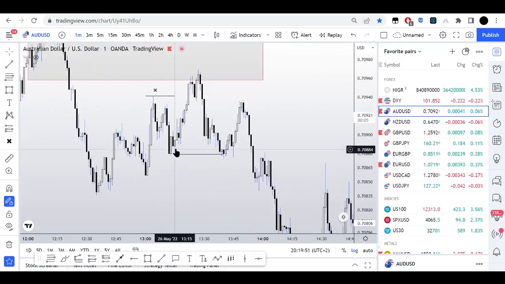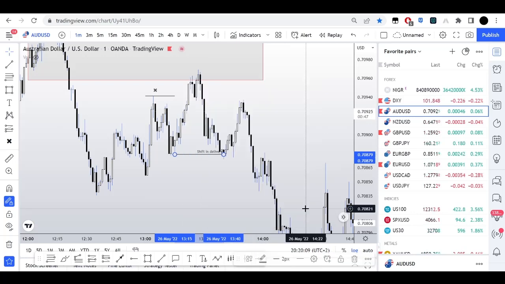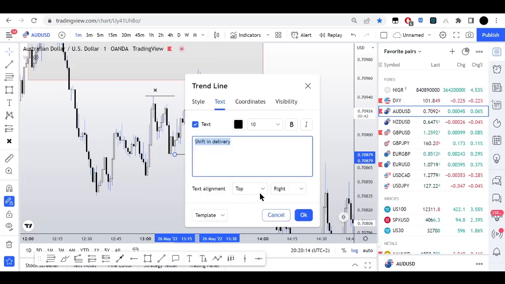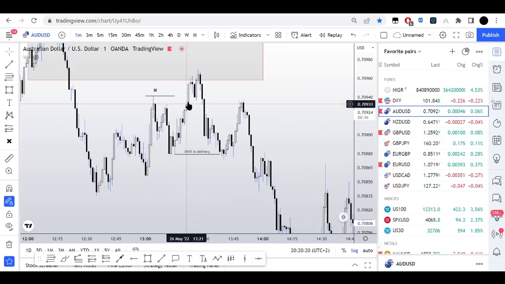All right, once this low is taken, this is our shift in delivery. All right, so let's go ahead and put this real quick, type that out. All right, this is our shift in delivery because we took out this low that caused the push up, right, to run these highs. So once this is broken, that's our shift in delivery.